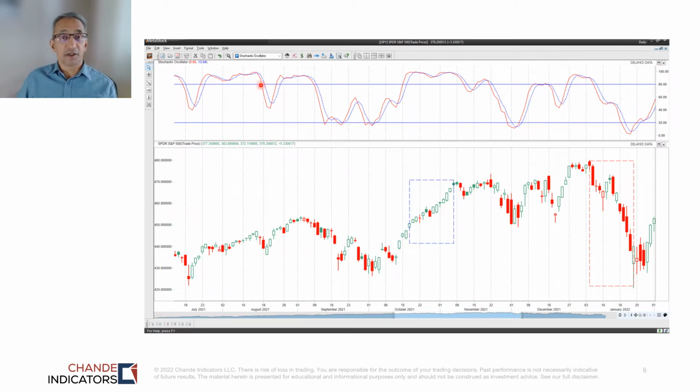So you can see that you can use the stochastic as a measure of trend persistence. But when the market is in a trading range, then of course we have changes in direction more rapidly. So that's why sometimes it's called overbought and oversold.